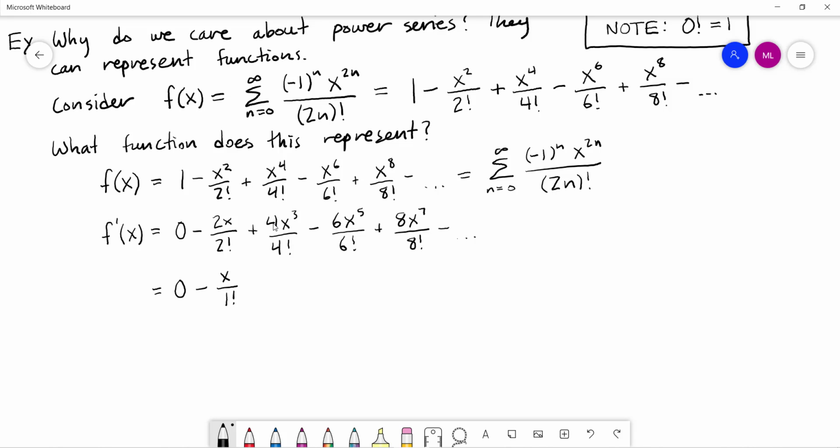But the same thing is happening. I'm taking 4 and dividing by 4 factorial, where 4 factorial is 4 times 3 times 2 times 1. So the 4 here will cancel with the 4 here, and I'll just be left with 3 times 2 times 1, which is 3 factorial. So I'll wind up with plus x cubed over 3 factorial. The next term will be minus. The 6 here will cancel with the 6 in the 6 factorial and leave me with only the remaining terms other than the 6, which is 5 factorial. So I'll get minus x to the 5th over 5 factorial. Same thing up here. This will be plus x to the 7th over 7 factorial, minus dot, dot, dot.